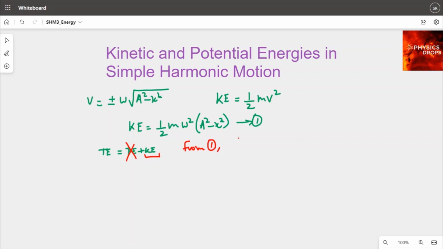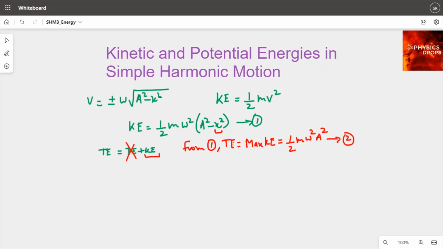we know that the total energy or the maximum kinetic energy, which is nothing but total energy, can be obtained when this is 0. When the displacement is 0, this value maxes out. So it becomes 1 by 2 m omega square a square. Let's call this equation 2.